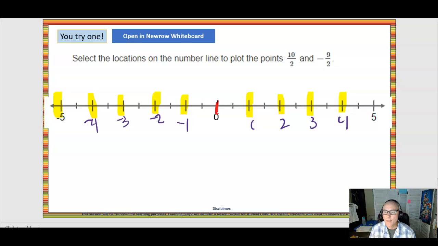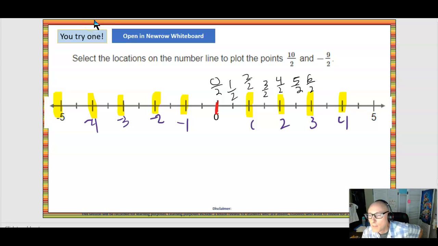So let's do 10 halves. Okay, this is 0 halves. This is, oops, this was 0 halves. Let's fix that. 0 halves, 1 half, 2 halves, 3 halves, 4 halves, 5 halves, 6 halves. Oops, jumping ahead of myself. Thinking one thing and writing another. Okay, you get to find that way. And then just go the other way.